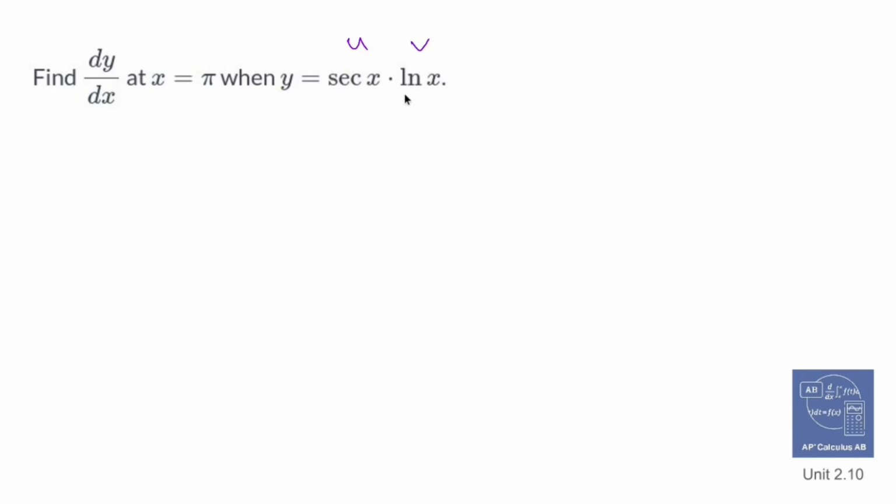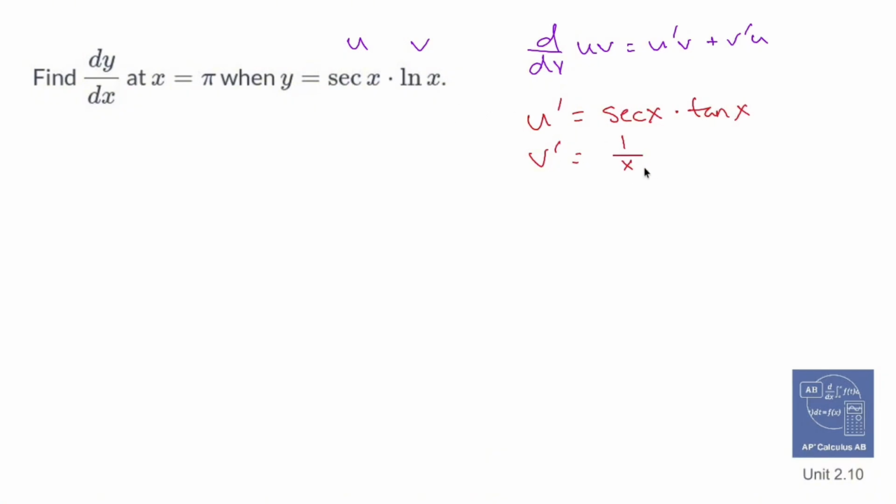All right, so product rule, if you forget, is d dx of u times v is going to be u prime v plus v prime u. So what I need to do is figure out what u prime is, right? U prime is the derivative of secant. The derivative of secant is secant x times tangent x, right? V prime is going to be the derivative of ln of x, which is just 1 over x.